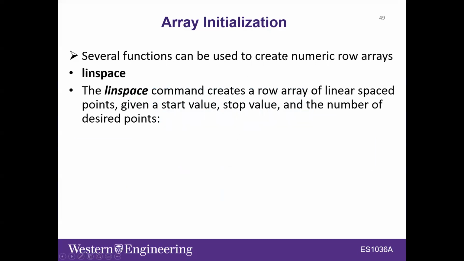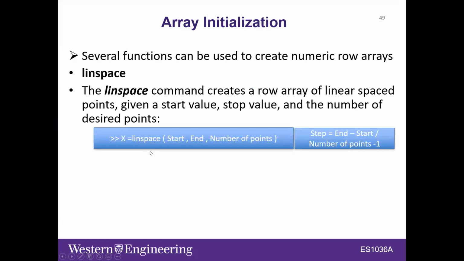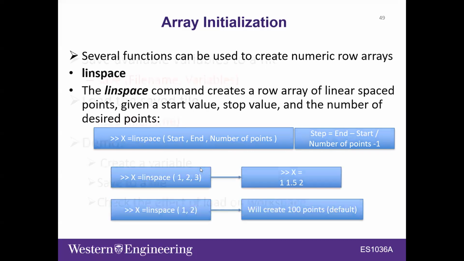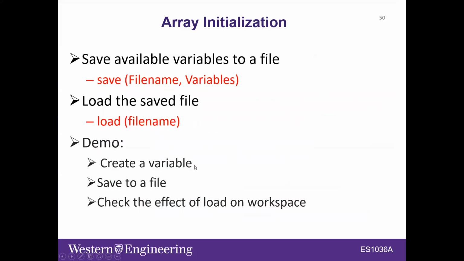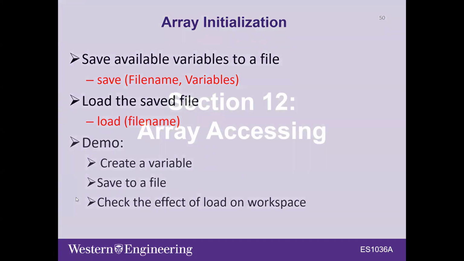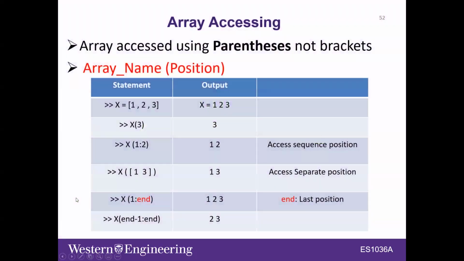Several functions can be used to create a numeric row array. The linspace command creates a row array of linearly spaced points, given a start value, stop value, and the number of desired points. It's like this: start, end, and number of points. Step is end minus start divided by number of points minus 1. So here's the array. Save available variables to a file. We can save it, we can change it to Excel, we can do whatever.